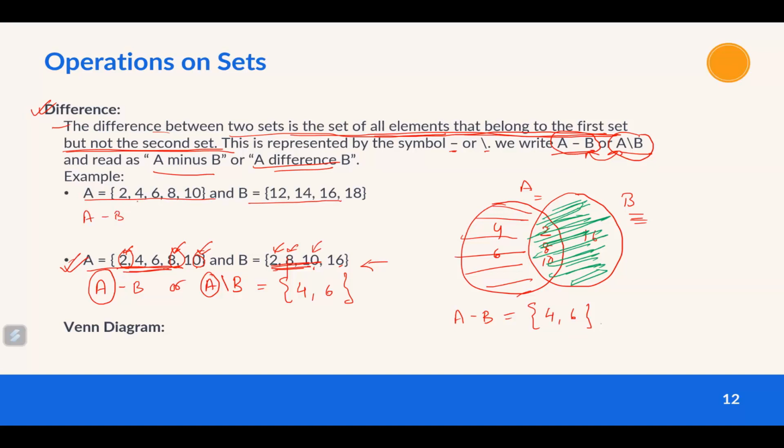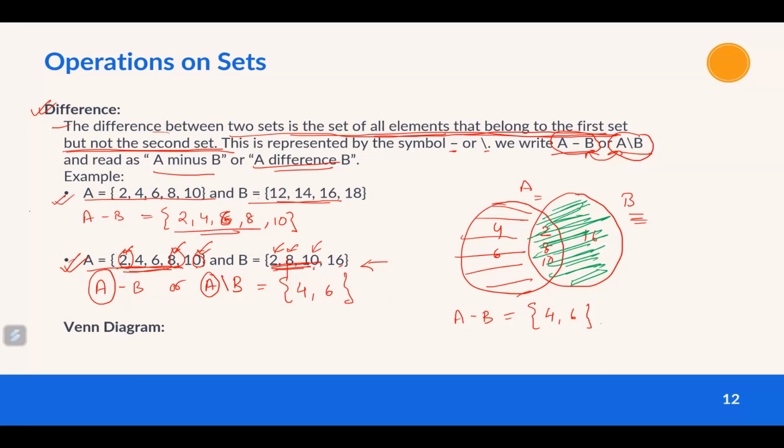Now there is no common element between A and B, right? So you will write the set A: 4, 8, 6, 2, 4, 8, 6, 8 and 10. And B doesn't contain any element of it. So this set will be same as the set A in this case.